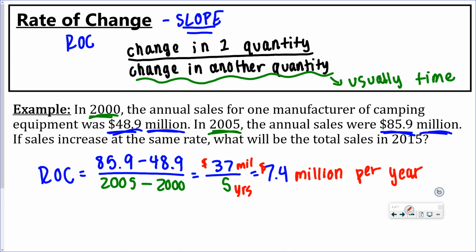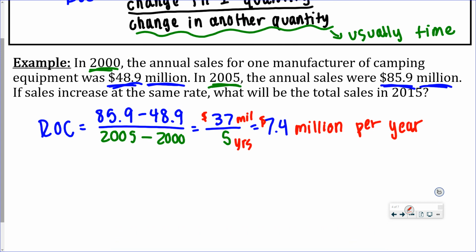Now we could check this math by starting in 2000, adding 7.4 million to figure out what it is in 2001, adding 7.4 million to figure out what it is in 2002, et cetera. Or we could just multiply that number by 5. We'll get 37. That's how much it increased. And that's why 48.9 plus the 37 will give me the 2005 amount. Okay, kind of follow that thinking. That's going to help us in the next step.